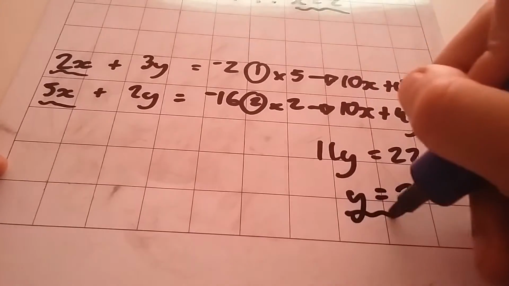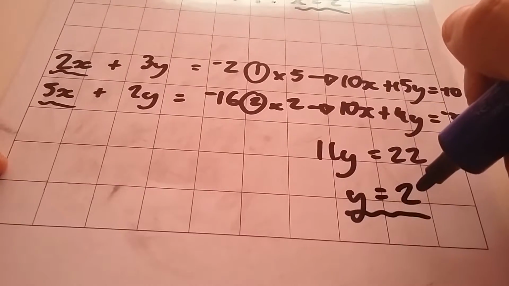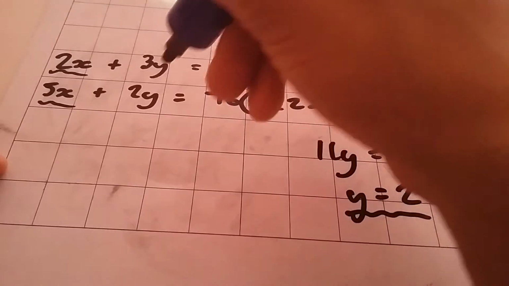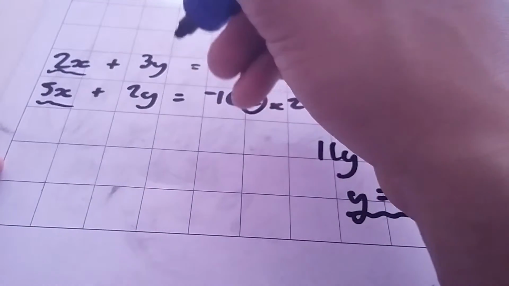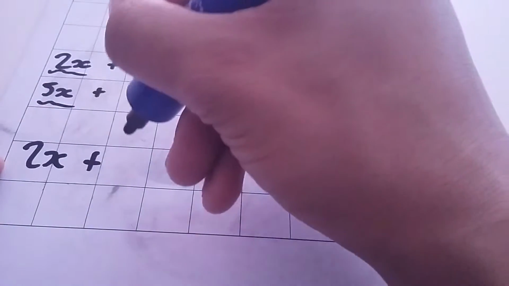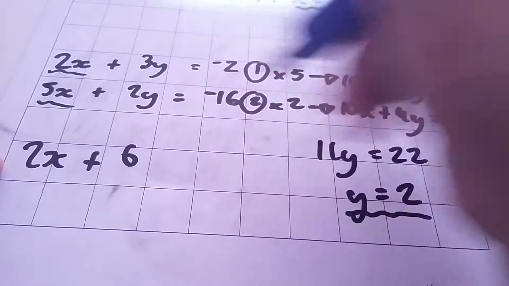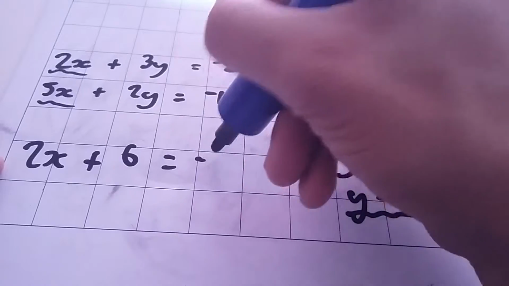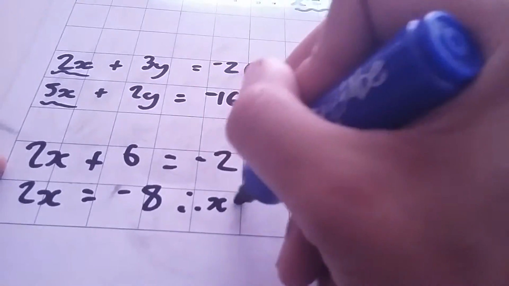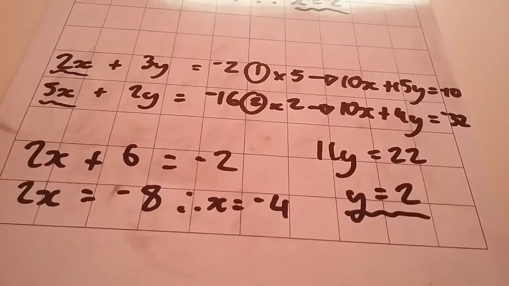y equals 2. Now I can substitute this back into one of the equations. I'll do the top one. So I've got 2x plus 6, because 3 times 2 is 6, equals negative 2, which means 2x equals negative 2 minus 6, bringing the 6 over to the other side. So x equals negative 4.